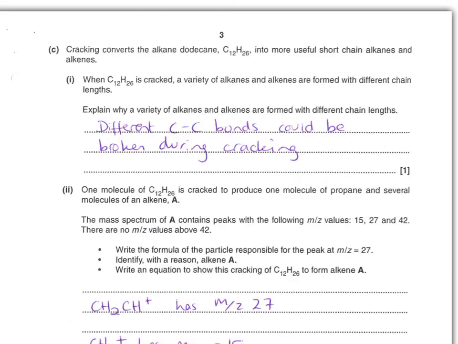Part C is about the cracking of crude oil, in particular this fraction, C12H26. So when we crack C12H26 we get a variety of alkanes and alkenes with different chain lengths. Now the reason we get different lengths of chain is because different carbon-carbon bonds in the C12 molecule can be broken during cracking. So it's due to breaking of different carbon-carbon bonds within the large molecule.